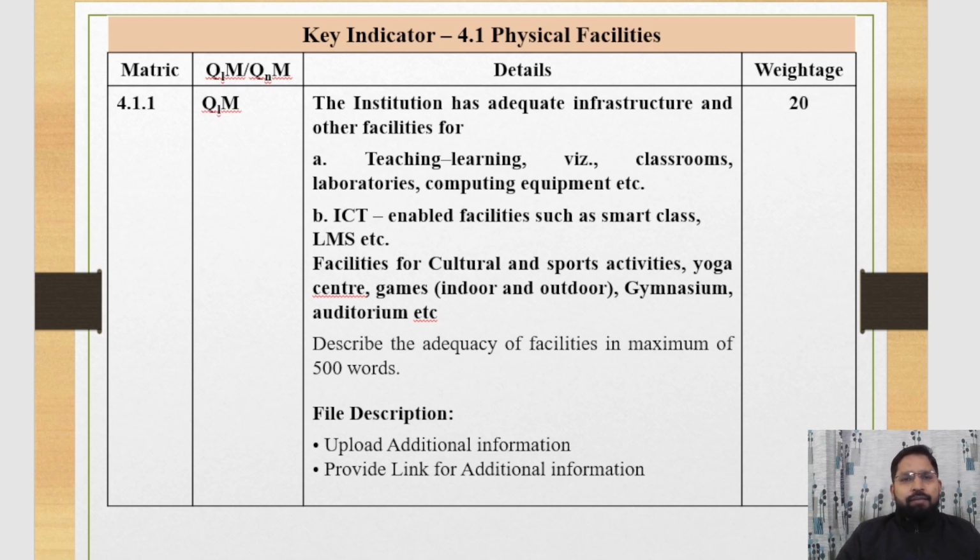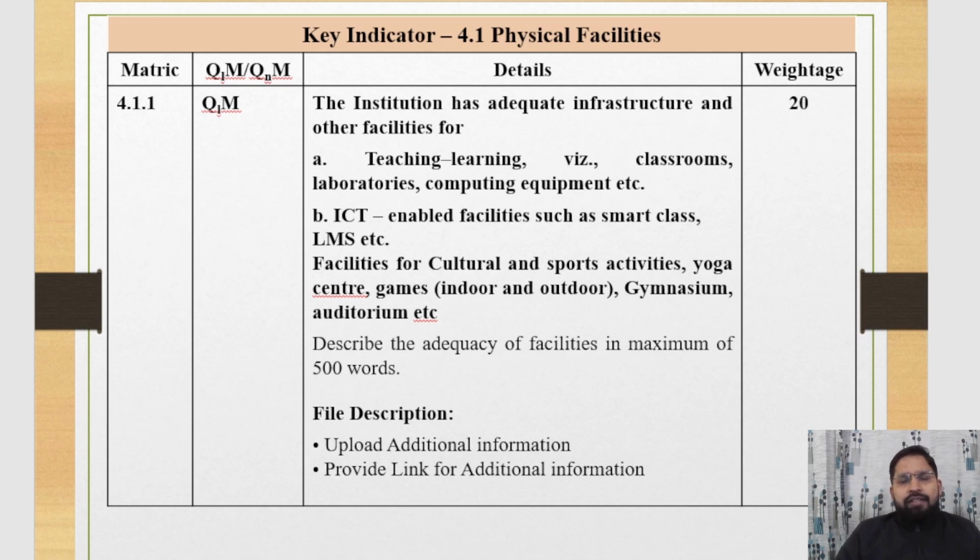In this metric, we discuss whether the institution has adequate infrastructure and other facilities for teaching learning, such as classrooms, laboratories, computing equipment, etc. ICT enabled facilities such as a smart class, LMS, etc. Facilities for cultural and sport activities, yoga center, indoor and outdoor games, gym, auditorium. In this qualitative metric, first we explain these facilities, meaning infrastructure.